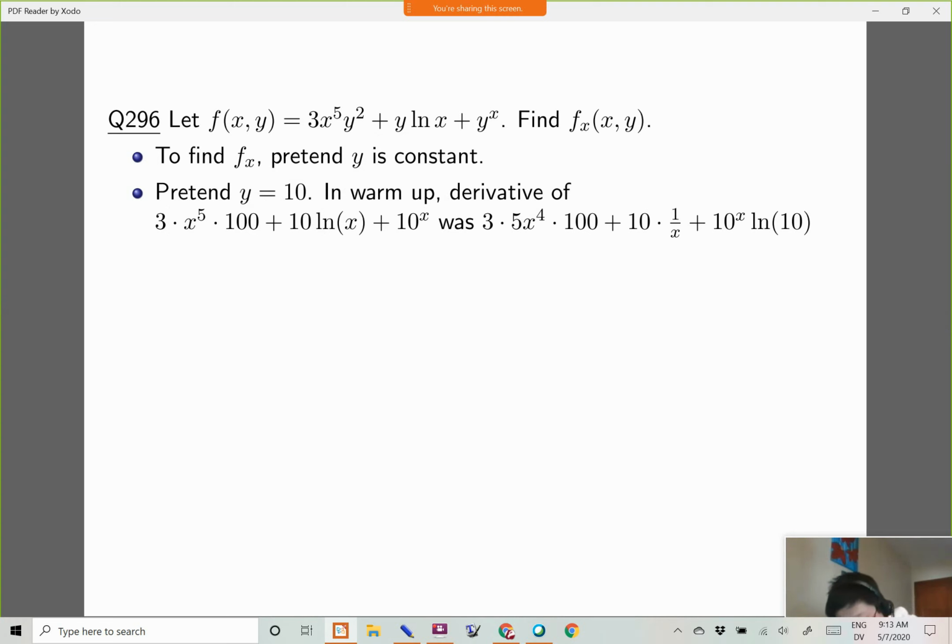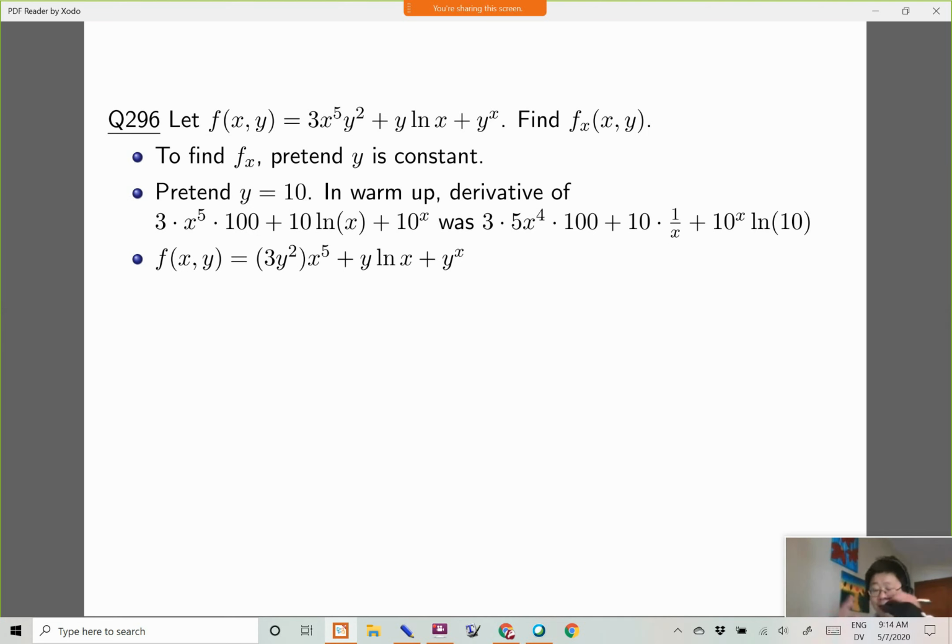Look at the reason I wanted that as a warm-up was because of this first partial derivative problem we're going to look at. So take a look at how if we had plugged in y as 10, we would have had this right here, right? So look, 3 times x to the 5th times, and then y squared. Well, if y is 10, then y squared is 100, right? So the thought process in which we differentiated this to get that, that's what I want to do here.